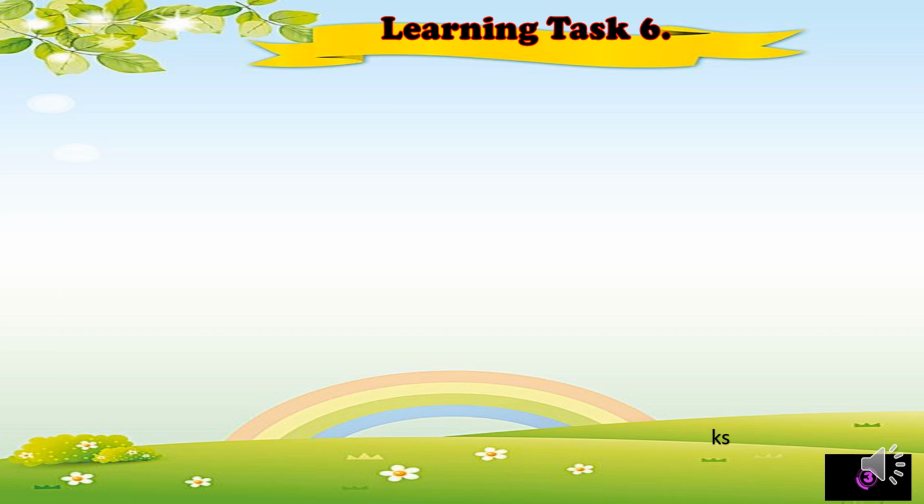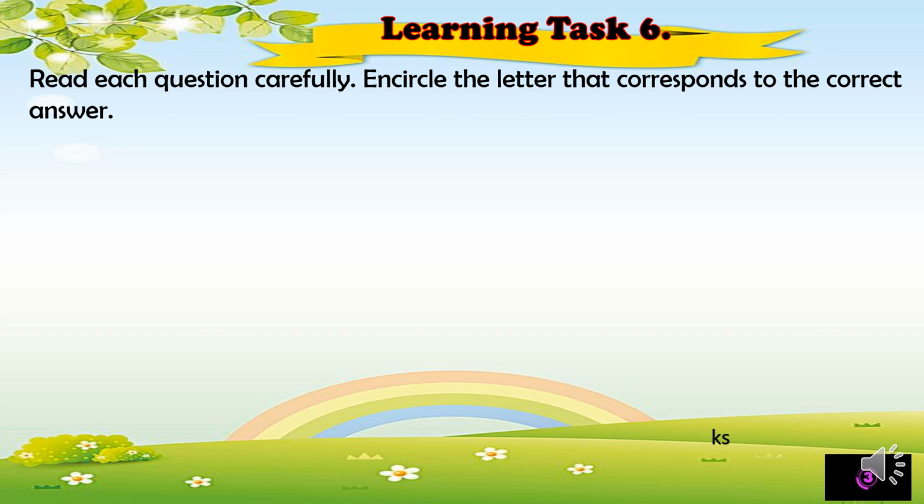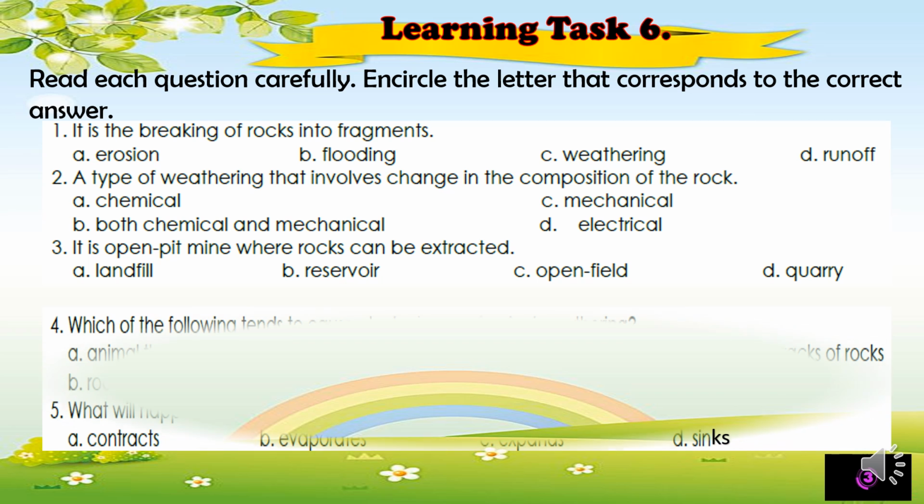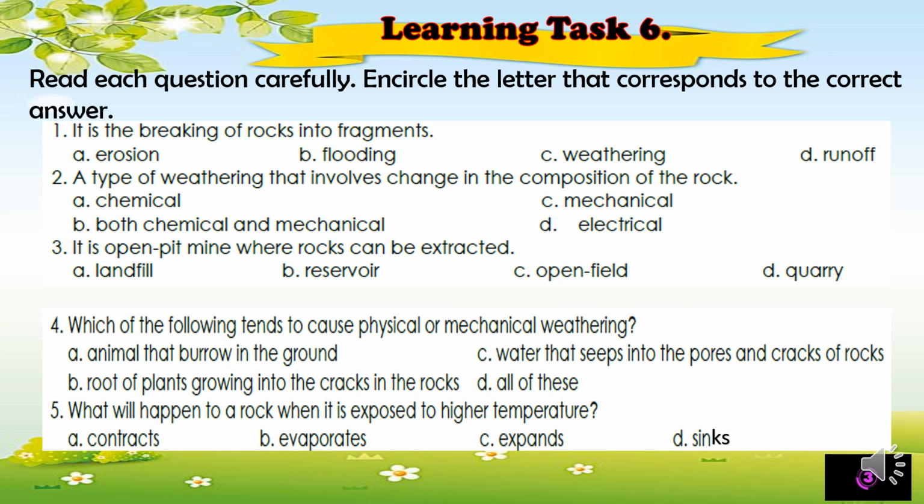For learning task 6, read each question carefully and circle the letter that corresponds to the correct answer. For number 1, it is the breaking of rocks into fragments. A. Erosion, B. Flooding, C. Weathering, D. Runoff. Number 2, a type of weathering that involves change in the composition of the rocks. A. Chemical, B. Both chemical and mechanical, C.